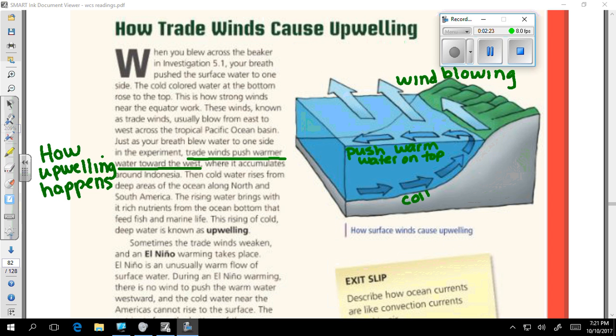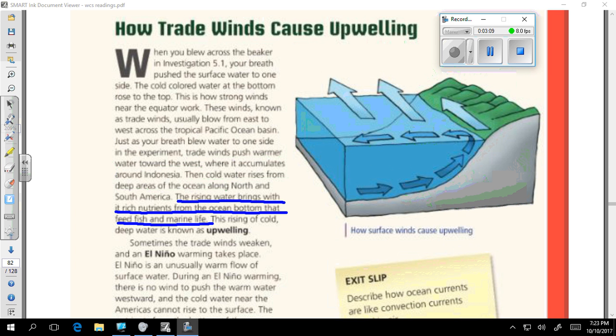And so then what happens is that the cold water rises and takes its place. So you'll need to underline that over here. And so basically you have a convection current because the wind is pushing that warm water on the top over, and then the cold water is actually rising and taking the place of that warm water that's on top.